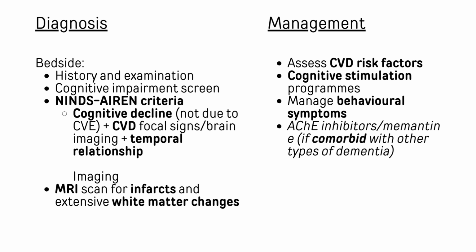In terms of management, firstly, we would only treat them if they were symptomatic. Assess for cardiovascular risk factors. Firstly, the non-pharmacological intervention would be cognitive stimulation. So, for example, multi-sensory stimulation, music and art therapy, animal-assisted therapy, managing their behavior, and helping with communication. And in terms of pharmacological, we can also give them acetylcholinesterase inhibitors or memantine, so quite similar to Alzheimer's.